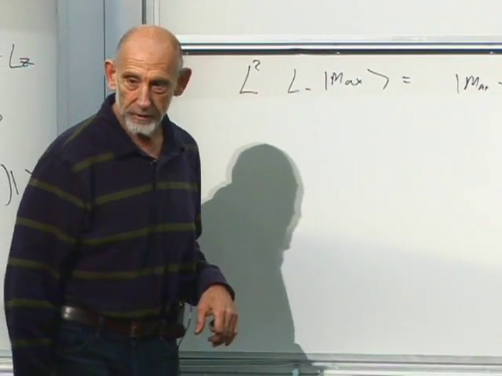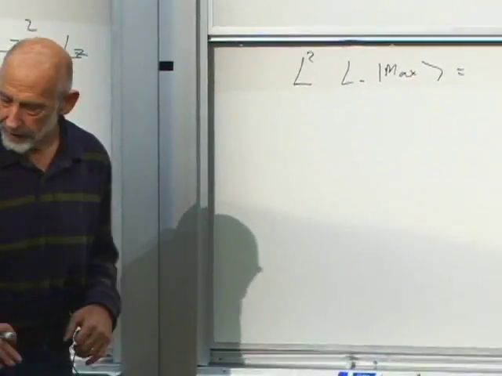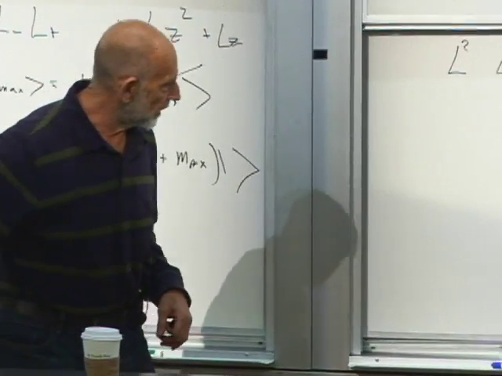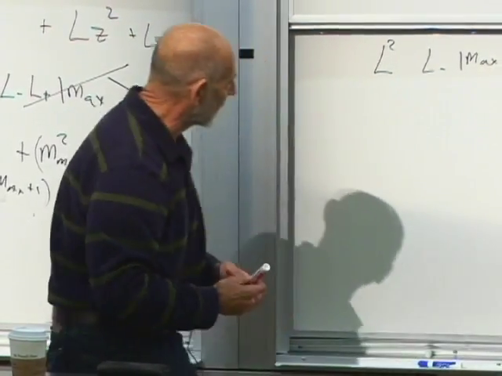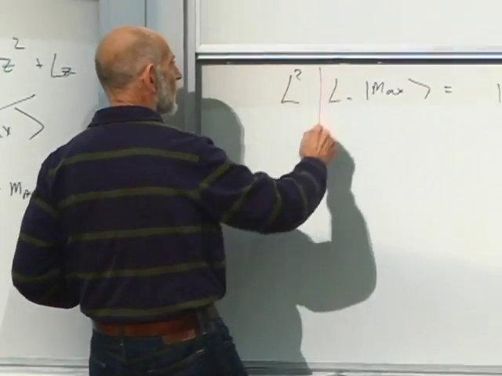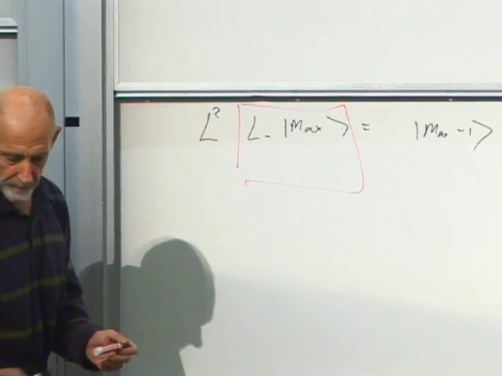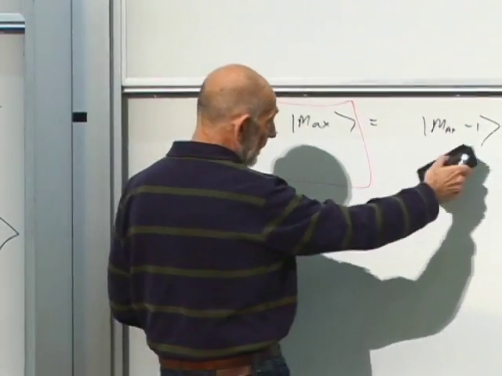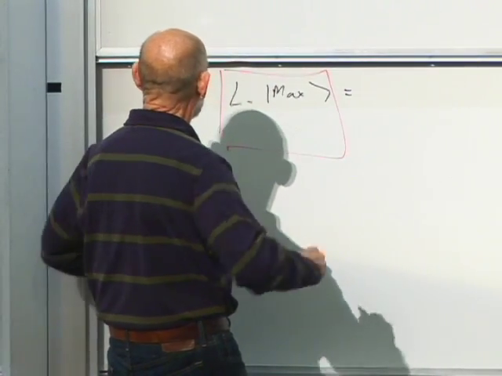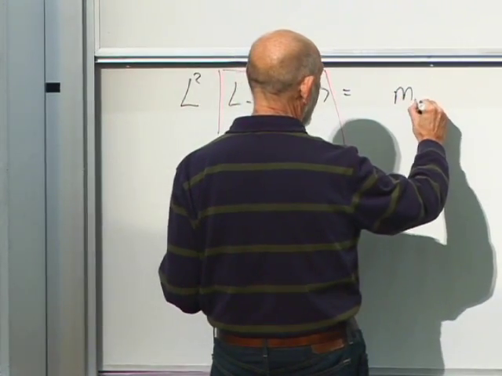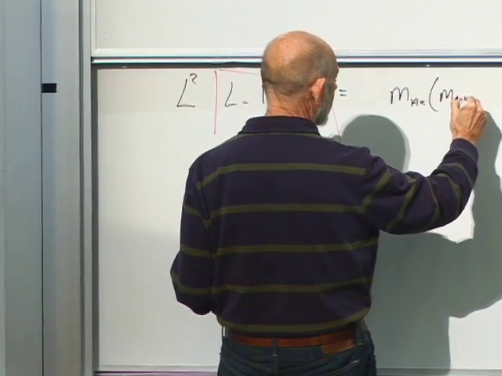The same as? So the algebraic statement is that L squared on the thing in the red box, again, draw a red box around the vector that you're interested in, this is equal to M max times M max plus 1.